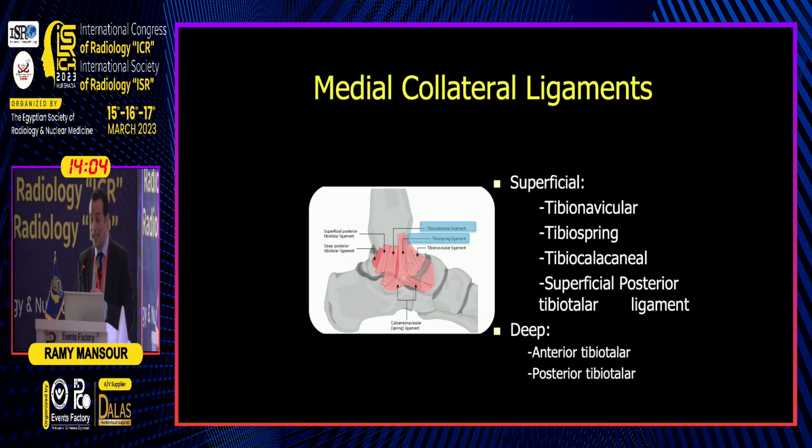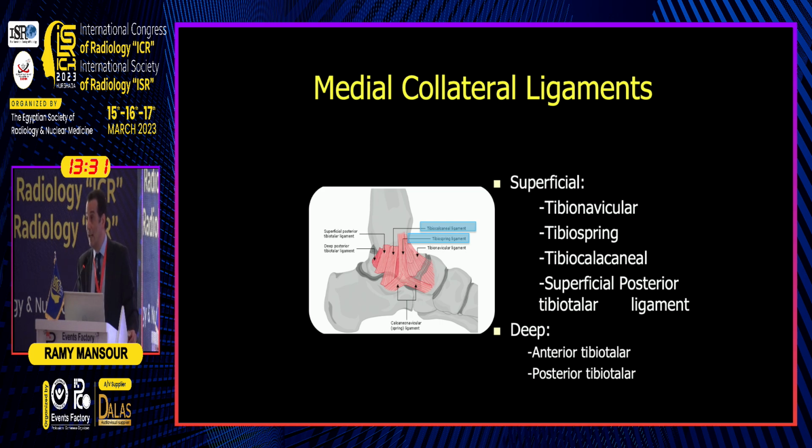So we'll start with the anatomy of the medial collateral ligaments. As you can see, it's a complex ligament, and that's why sometimes they call it medial collateral ligament complex, because it's complex, and it's divided in superficial and deep. The superficial, if you start from anterior to posterior, is the tibionavicular, tibiospring ligament, the tibiocalcaneal ligament, and the superficial posterior tibiotalar ligament. And the deep is easy because it's only the anterior and posterior tibiotalar ligament.